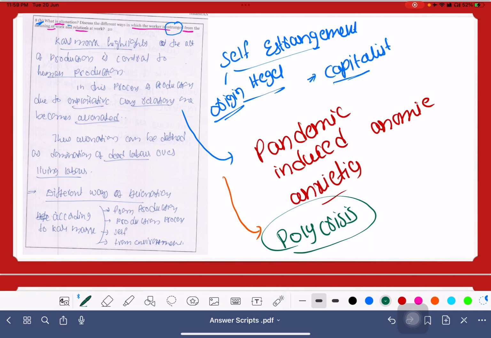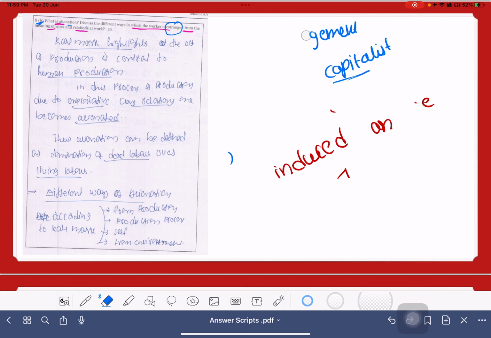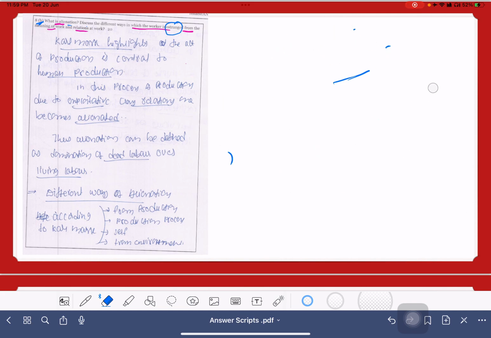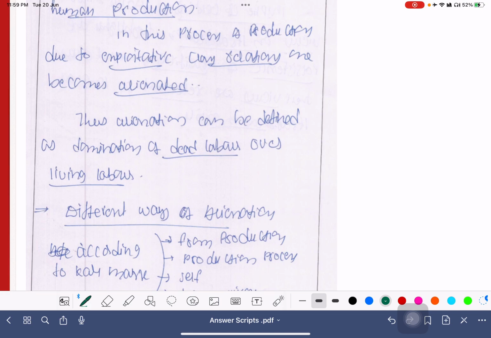Okay, so this is an introduction in terms of linking with the current context. That would be the better introduction. Either you can start with the origin of the concept, or you can link it with current affairs. After writing the introduction, I have given a very short and sweet definition. Thus, alienation can be defined as domination of dead labor over living labor.